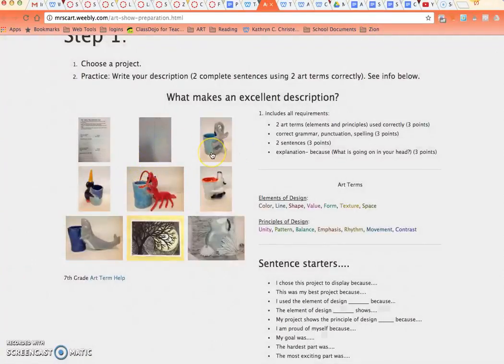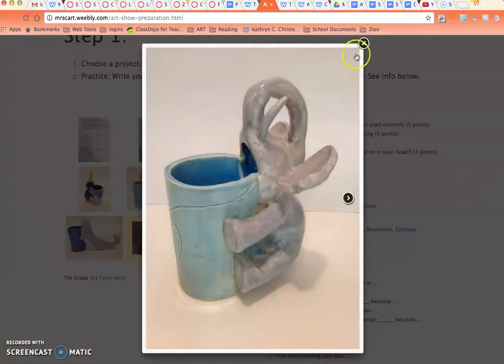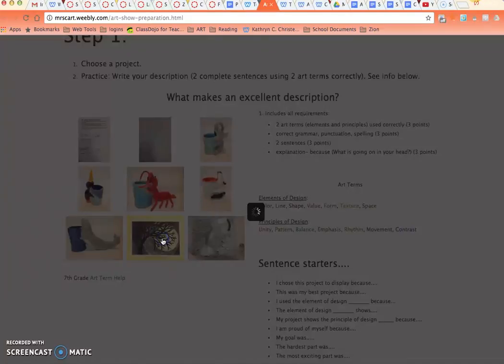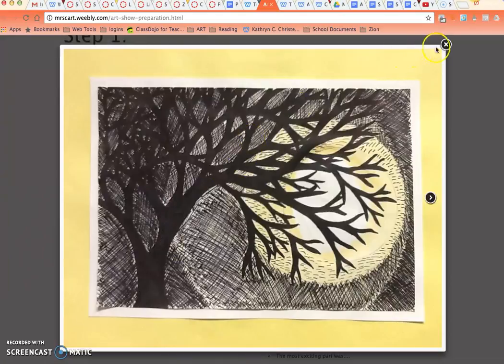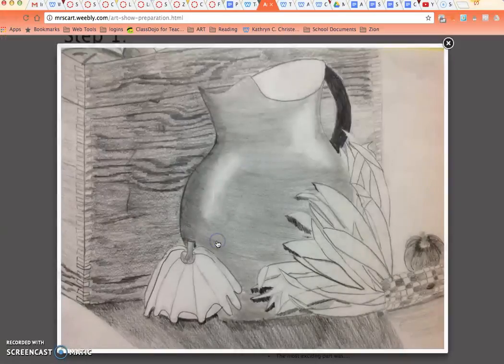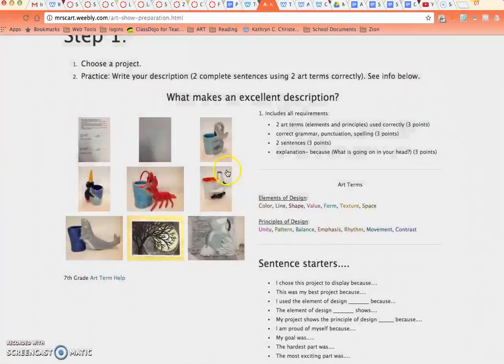So we have 3 different projects to choose from. We have the animal project, we have the tree project, and we have the still life, okay? Now, let's take a look right here, 7th grade art term help. This is going to help you decide which of these art terms you can use to write in your sentences. Okay, so I'm going to go ahead and click on this.